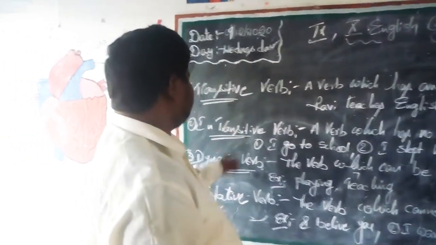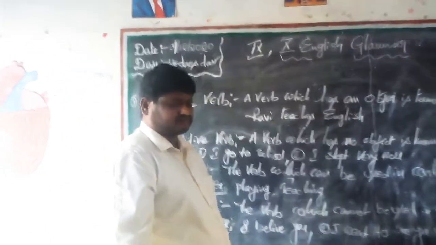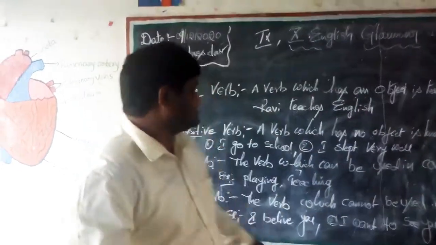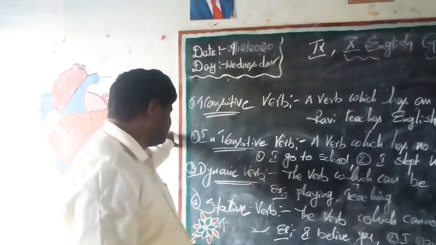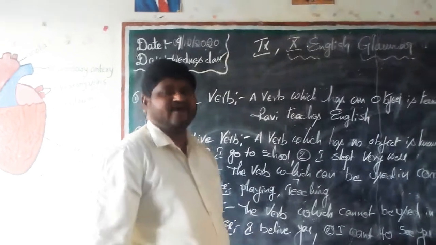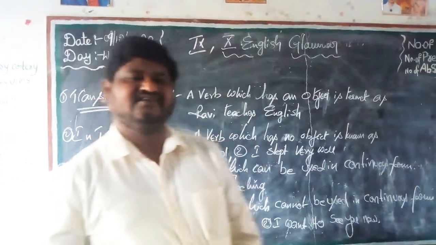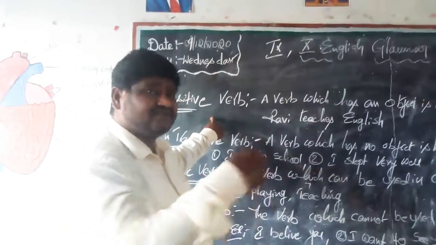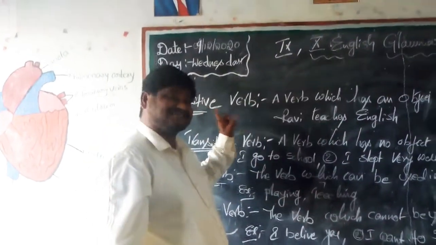Now in this video, verbs can be divided into five types. What are they? The first one is the transitive verb, then intransitive verb, dynamic verb, and stative verb. And the fifth one is a verb in complete predication. Okay, my dear friends, so what is the transitive verb? How do we identify it? How do we write it?